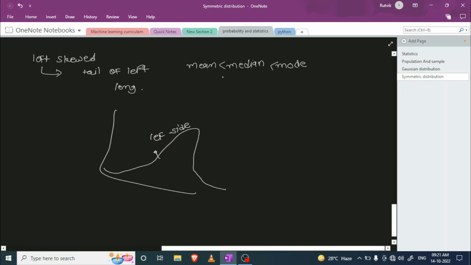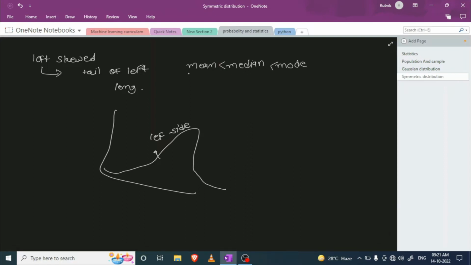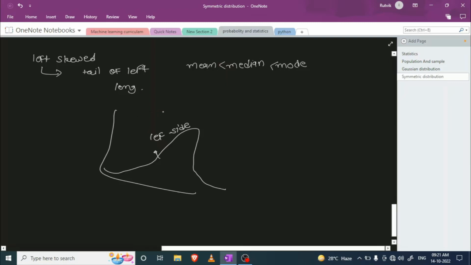Mean is quite lower than median, and median is quite lower than mode. So that's why we need to check our data first. If we have a left skew distribution, then we are going to try to convert it into a symmetric distribution with some techniques. We are going to discuss such techniques in our next video. Now the question is, what is the right skewed distribution?